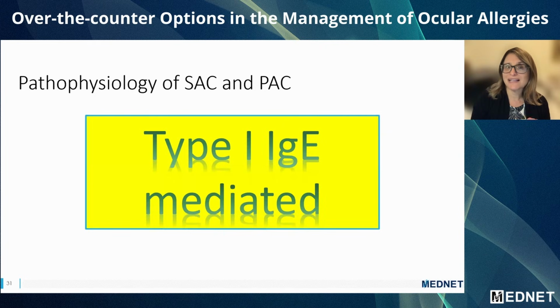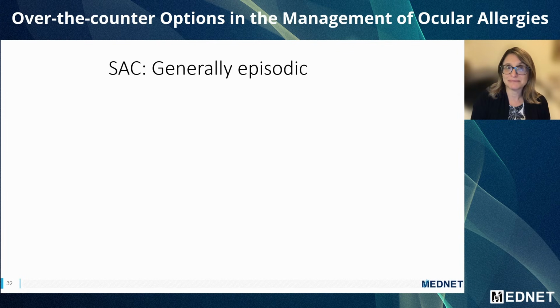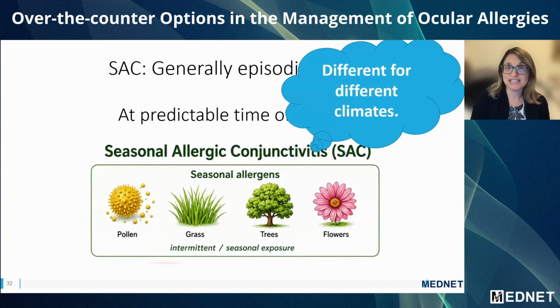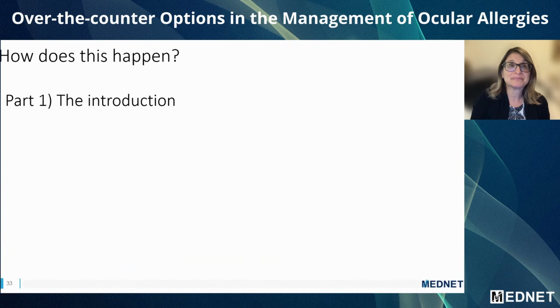And when it comes to SAC and PAC, these are type 1 IgE mediated diseases. SAC is generally episodic. It happens at a predictable time of year, but different climates have different courses of when the symptoms present. And the common offenders are things like pollen in trees. And I would say in Miami, in these subtropical climates, we have a much longer allergen season. So people seem to have SAC almost year round.